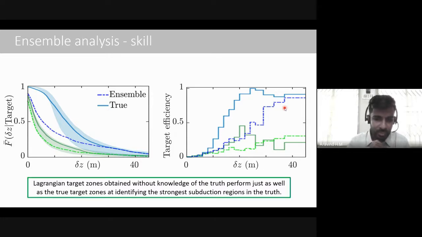So this allows us to conclude that these Lagrangian target zones, especially the dilation rate, which is what I've presented here, that are computed without the knowledge of the true ocean state, perform just as well as the true target zones, provided we have decent enough ocean forecasts that are kind of accurate. They don't have to be exactly the same, but as long as things match fairly well, these Lagrangian target zones perform very well at identifying these regions of strong subduction.